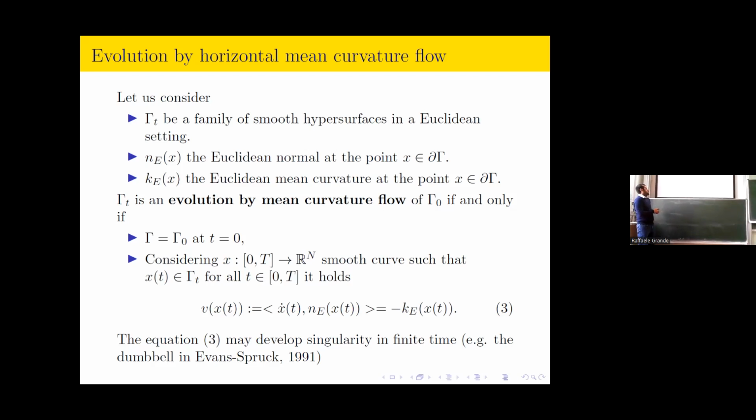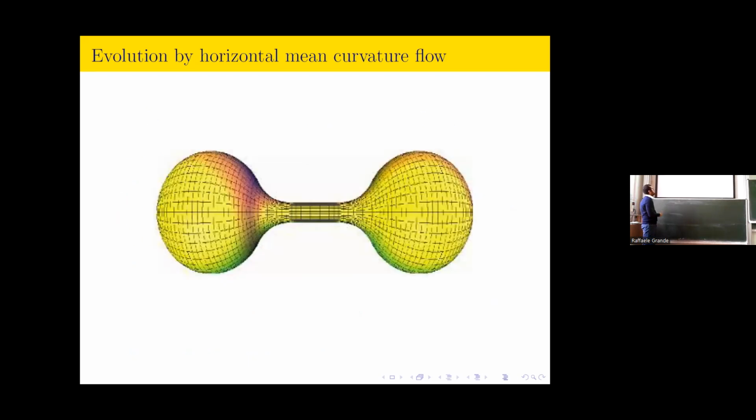But there is a problem that was found by Evans and Spruck. If you take a dumbbell, that is a hypersurface in this form, you can imagine that you start from a dumbbell like that. And then at a certain point, the dumbbell develops a singularity at this point. It's possible to see this. And then it splits up into different connected parts.